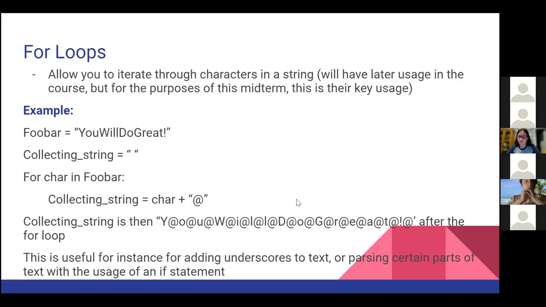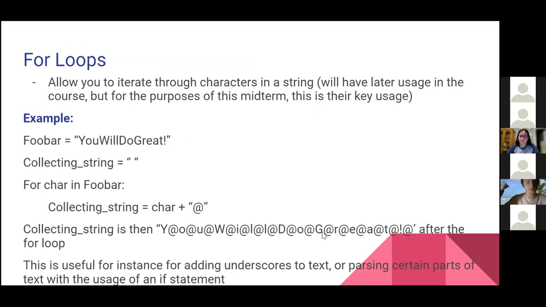So for loops basically allow you to iterate through characters. You'll use them with other objects called lists later in this course, but for now they're just for going through the characters in a string and looking at each of them and doing operations character-wise. So I'm looking at the first character, the second character, third character.